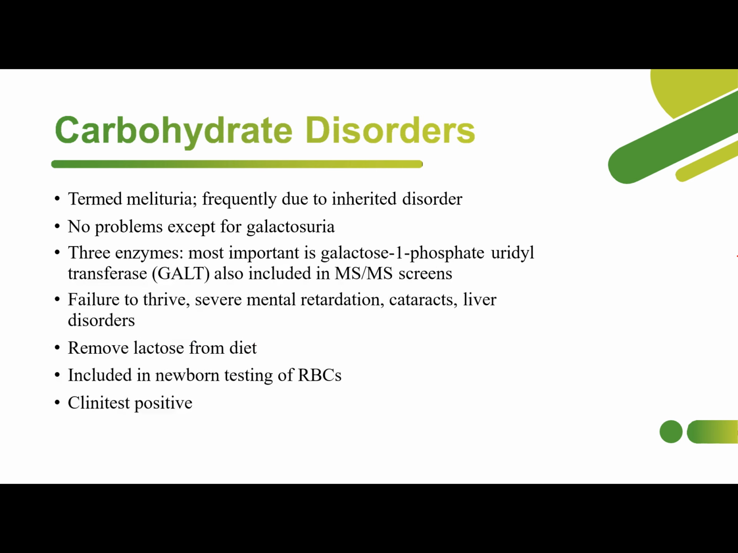Then you have your carbohydrate disorders. This is termed as melituria, frequently due to inherited disorder. No problems except for galactosuria. Three enzymes are used, class. We have your galactose-1-phosphate uridyl transferase or your GALT, which is also included in the tandem MS screens. Failure to thrive, severe mental retardation, cataracts, and liver disorders would manifest on the newborn. To treat this, class, you need to remove lactose from the diet. Included in newborn testing of RBCs. Clinitest positive.